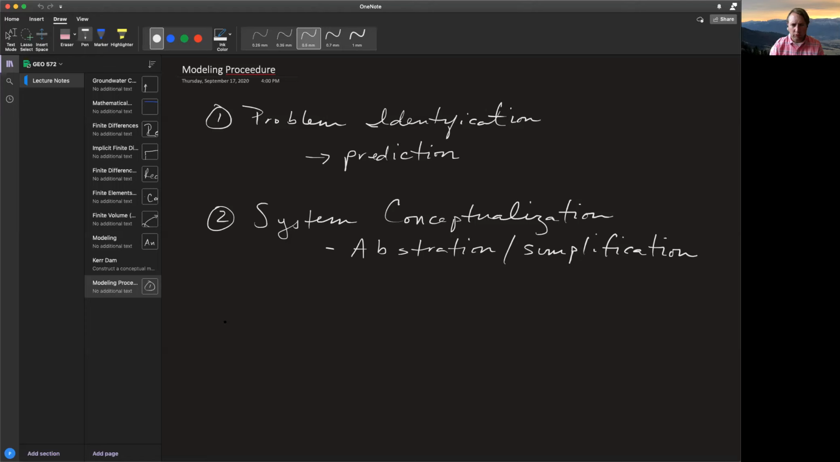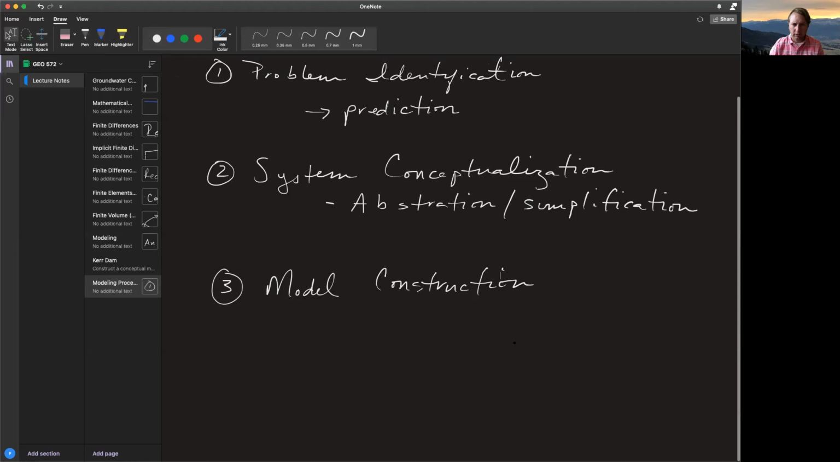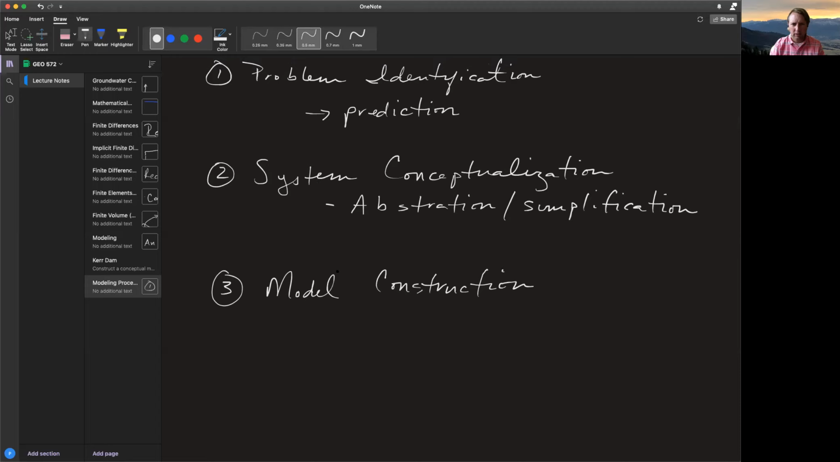So once we've conceptualized our system, then we go to model construction. This is more of like the mechanics of taking our conceptual model and building a numerical model. In some respects it is quite a bit more simple than the conceptualization process. Here we're just taking the hard part that we did in step 2 and figuring out how to implement it in a given modeling framework.